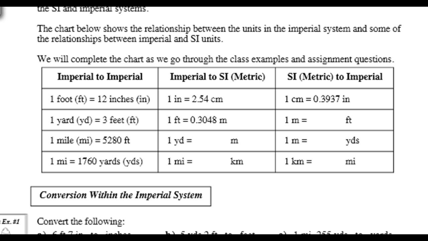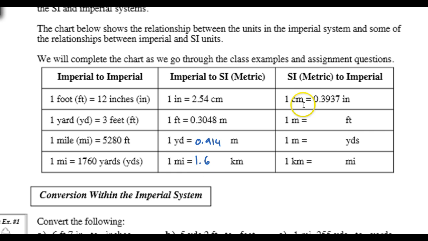Now if we want to go between the two systems, you do need to have this table. You need to be familiar with this table. So 1 inch is 2.54 centimeters. 1 foot is 0.3048 meters. 1 yard is 0.914 meters. And you might be familiar with the fact that 1 mile is just over 1.5 kilometers, at 1.6 kilometers.